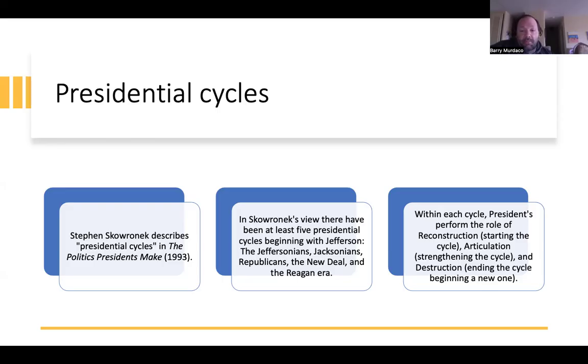So if we focus on mainly just the New Deal and the Reagan cycle, Democrats and Republicans who fall within the New Deal cycle govern in more of a similar way. And Democrats and Republicans in the Reagan cycle tend to govern in a more similar way. But the New Deal cycle and the Reagan cycle are almost like the inverse of each other.